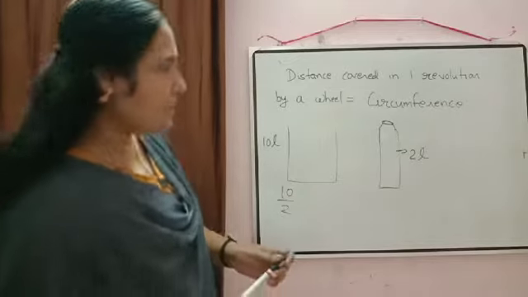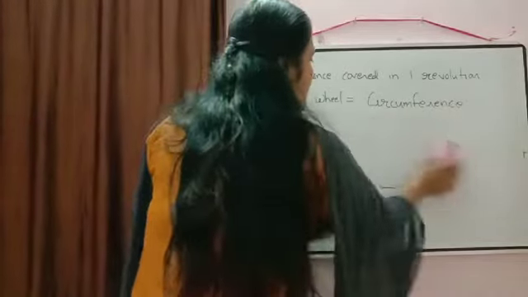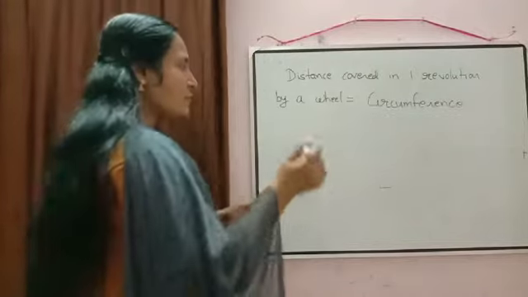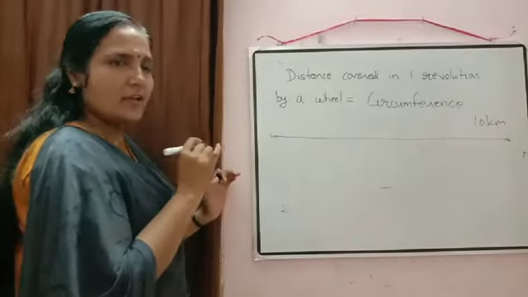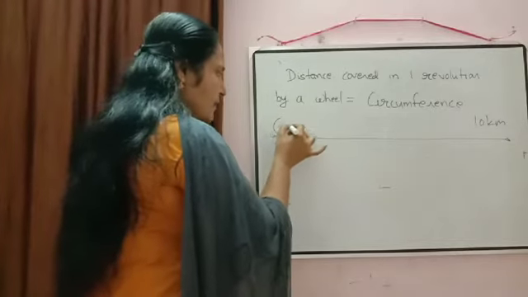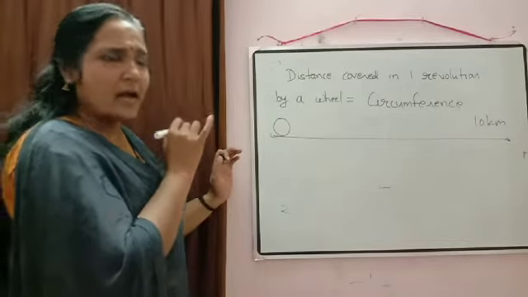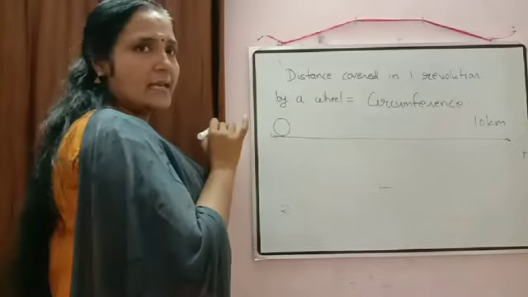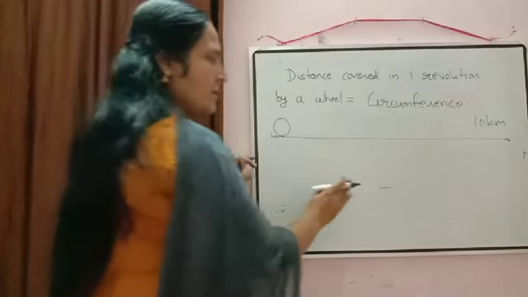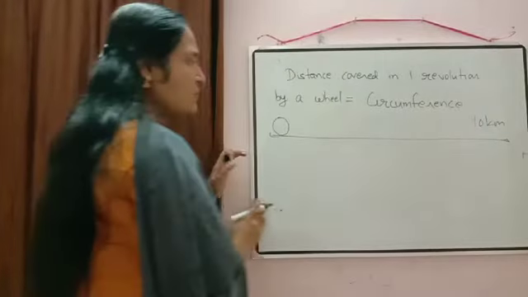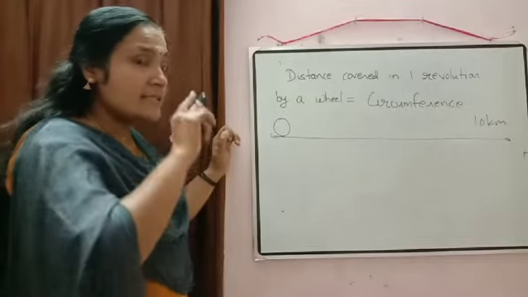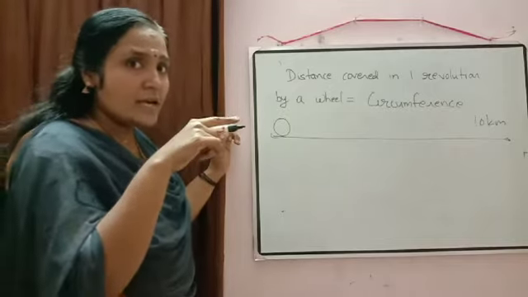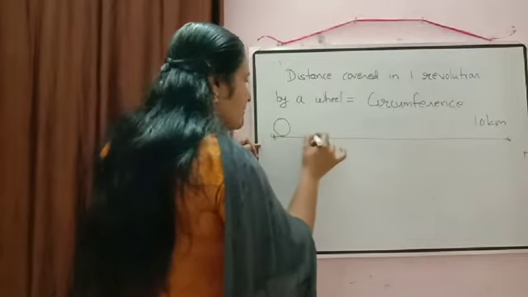So the same concept we will use for the circle also. Suppose I have to cover a distance of 10 kilometers, and I am using a cycle. So how will I calculate how many revolutions I have to take? Just now I explained what the distance covered by a circle in one revolution is. That is equal to its circumference.